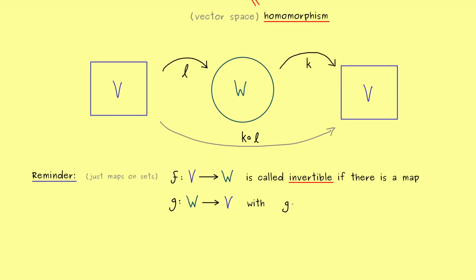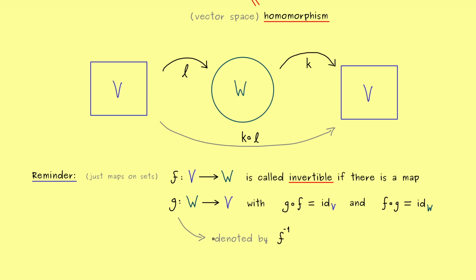This means G after F is the identity map. More precisely, the identity map on the set V. And moreover, we also have it the other way around, so we have F after G is also the identity map. However, there we start at W, so it's the identity map on W. So this is what we mean by an invertible map on the set level, and you already know this G here is uniquely determined. So if F is invertible, then there's only one map G. And usually then it's denoted by f to the power -1.